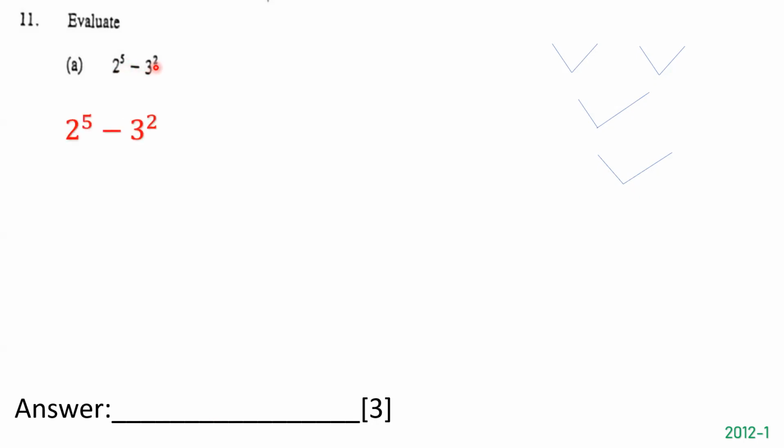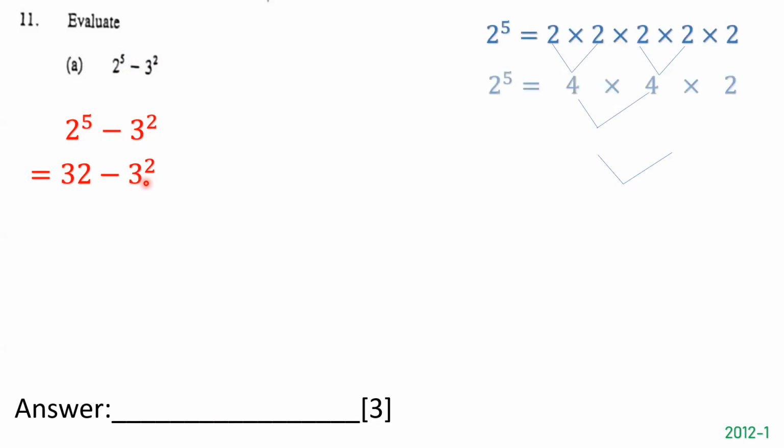So what we have here is 2 to the 5th power minus 3 squared. What is 2 to the 5th power? 2 to the 5th power is 32. And 3 squared, well, we keep 3 squared as is. But 3 squared is definitely going to be 3 times 3, which is going to be 9.